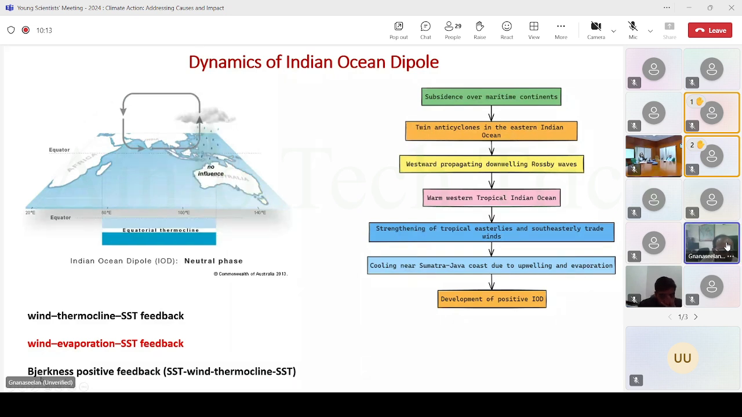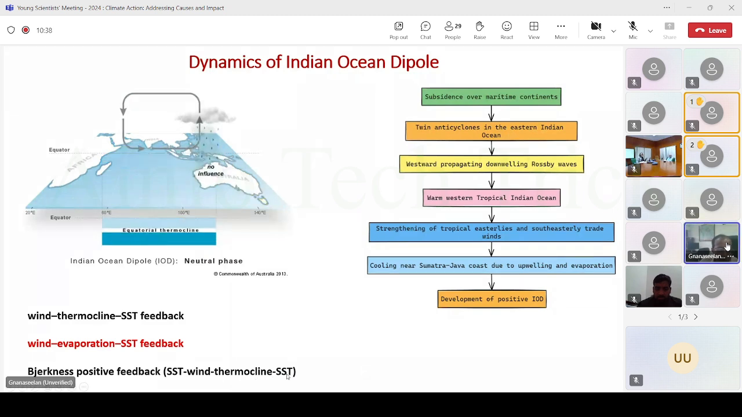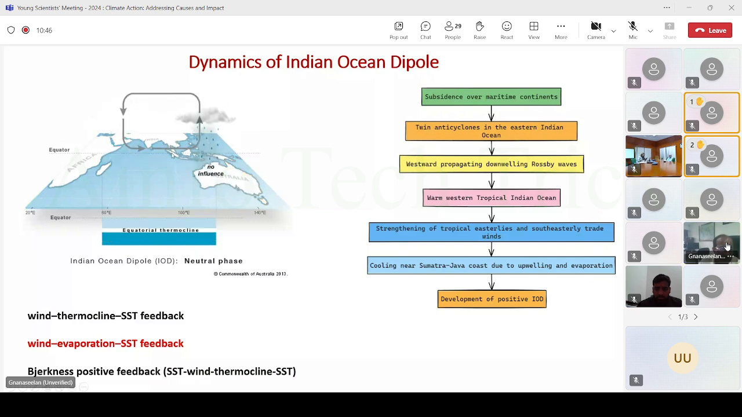Another one is the Bjerknes positive feedback, which is essentially driving the El Nino, for example. You have this positive feedback between SST, wind, and thermocline, and basically the SST gradient drives wind. The wind can change the thermocline. The thermocline then affects the SST. So there's a positive feedback, which I will explain later. So what you see here, the surface wind changes in the different phases, and the thermocline changes you can see associated with this.